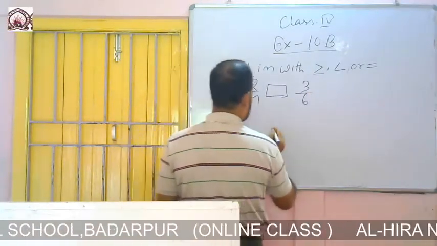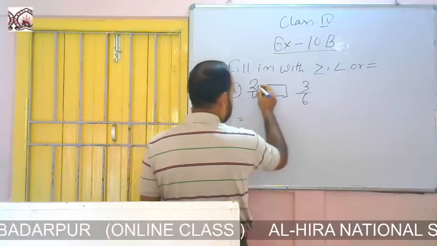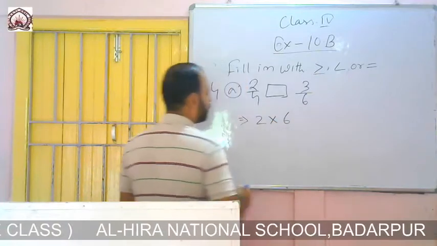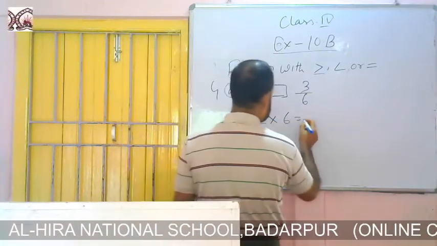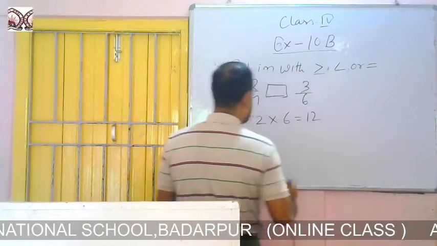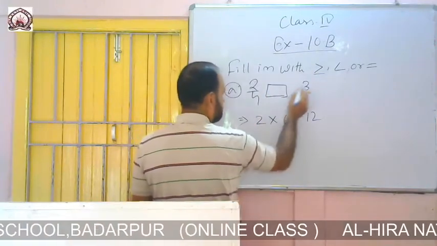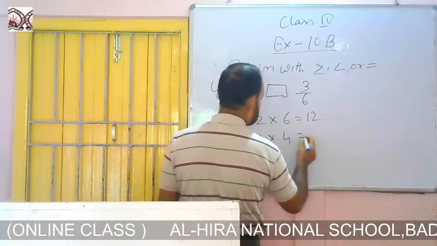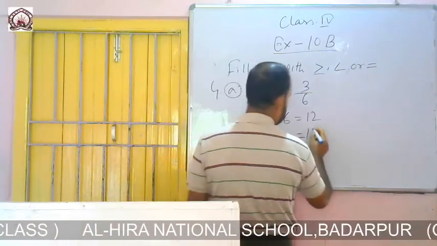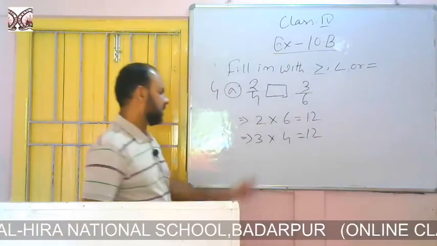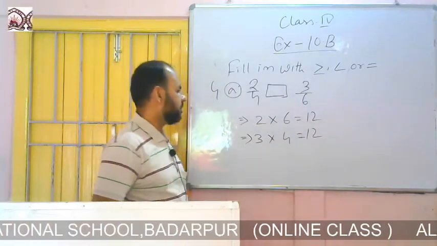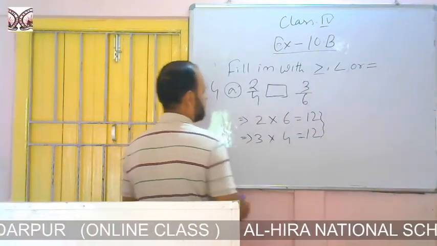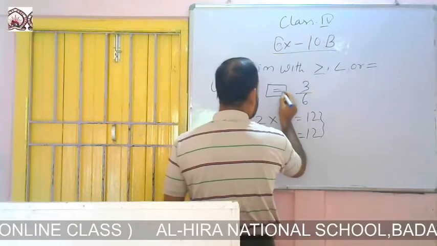So here we do cross multiplication: 2 into 6 is 12, and here 3 into 4 is also 12. The products of these two are the same. That means both fractions are the same, or equal.